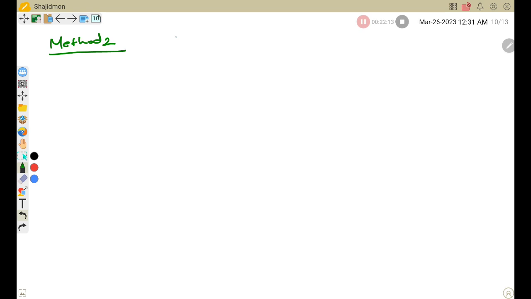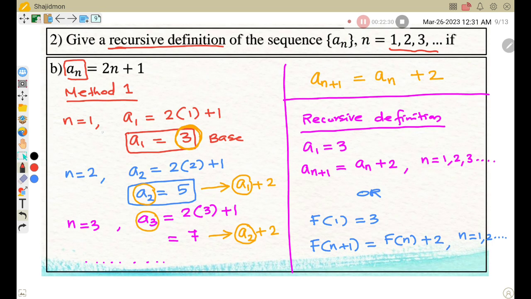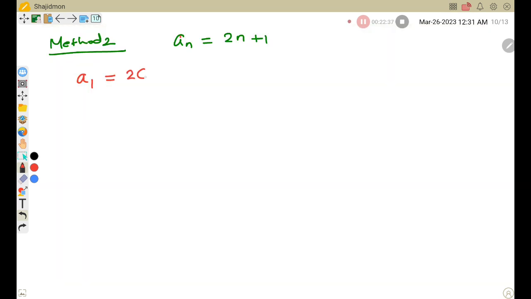So what is our question? a_n equals 2n plus 1. Correct? As I told you, first we need to create a base case. a_1 means what we got is 3, correct? 2 multiply 1 plus 1, that means 3. So a_1 equals 3. This is the base case.